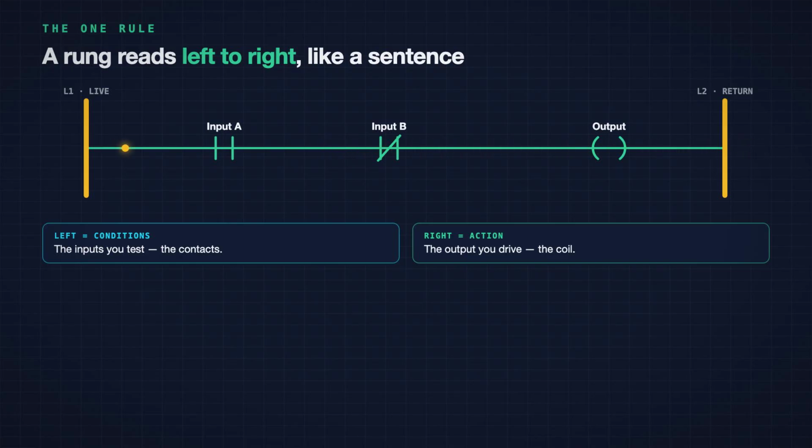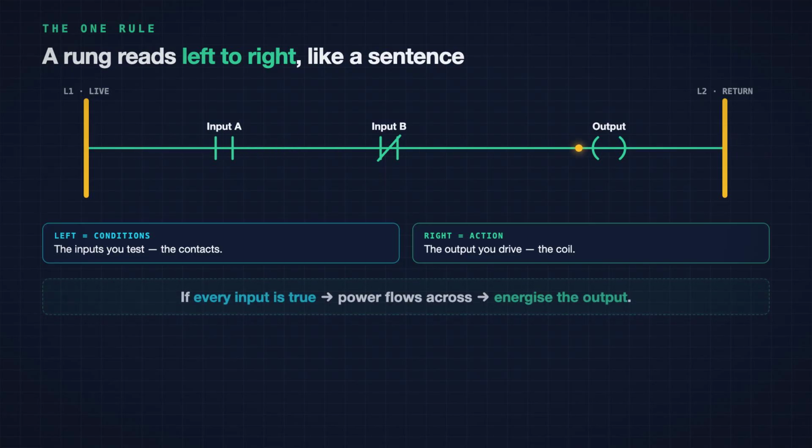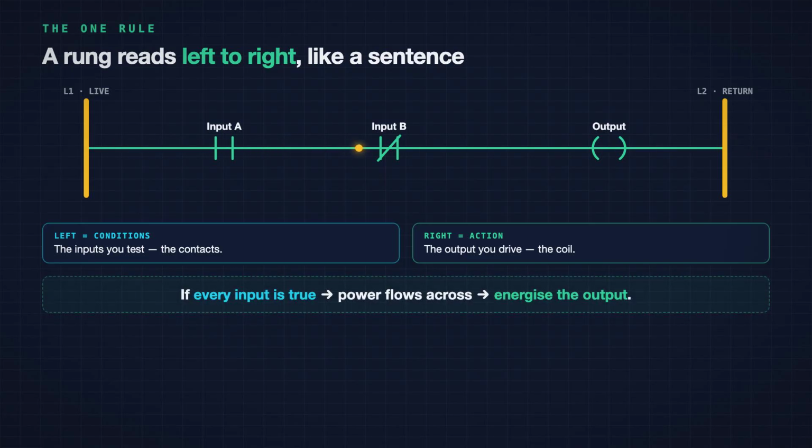And the rule is simple. If every condition on the rung is true, power flows all the way across, and the output on the right turns on. Break any condition, and the flow stops before it reaches the output. So the whole of ladder logic is this. If the inputs are true, energize the output. Keep that sentence in your head, and every symbol just fills in a blank.